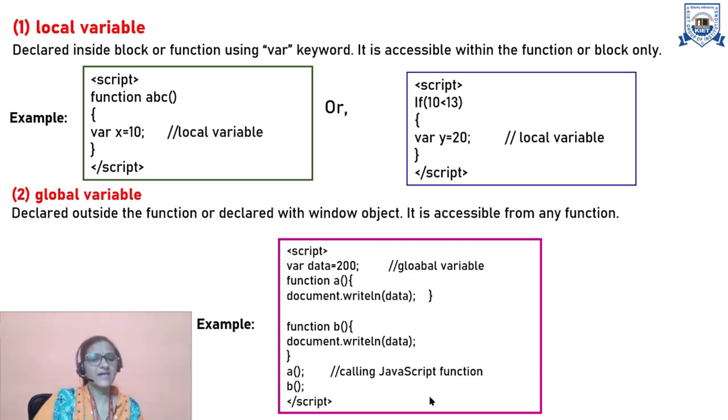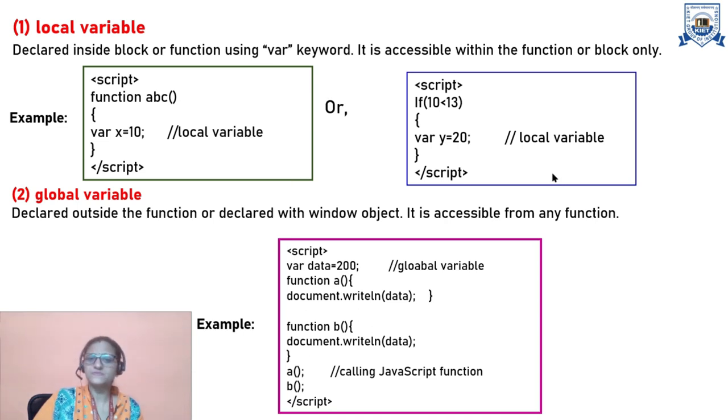Local variable. How will we identify that this variable is a local variable? It is declared inside a block or a function using the var keyword. In this case, it is accessible within that function or the block only. Out of that, we can't access it. In the function ABC, inside this function, we have created a variable. Its limitation is that this variable x cannot be accessed outside this function ABC, because it is declared inside the body of the function, so it has become the local variable.